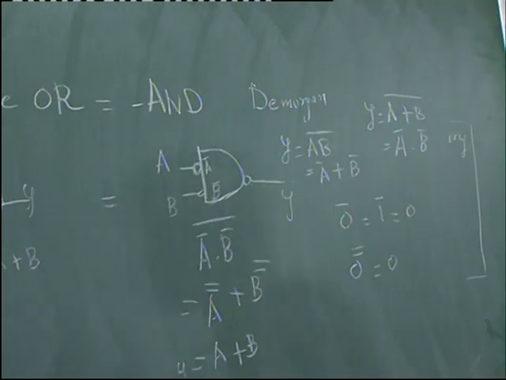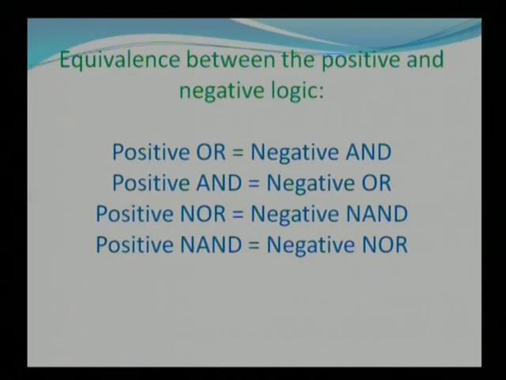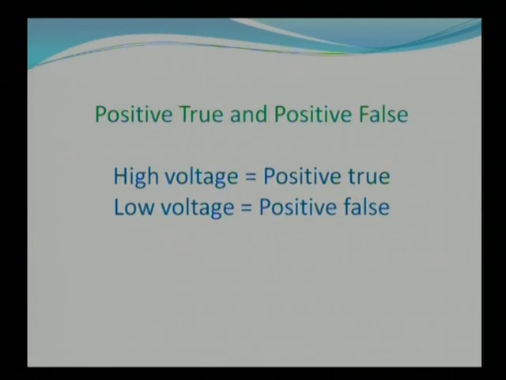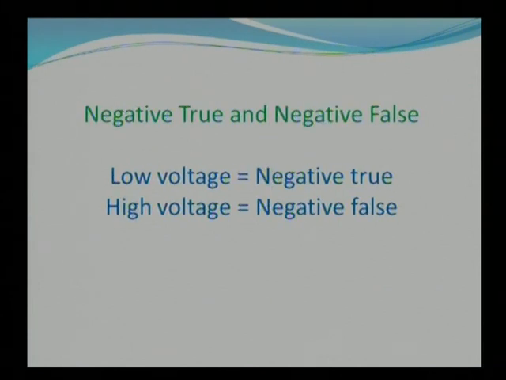Let us see our slide. Here are the words positive true and positive false. These are very important words for logic design. High voltage is positive true, and low voltage is positive false, which is our routine usage. Another pair is negative true and negative false. Low voltage, that is 0, is negative true, and high voltage is negative false.